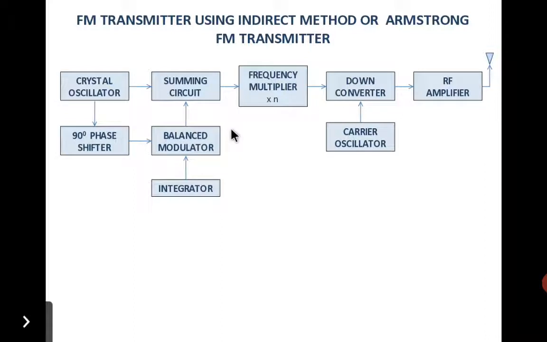Now in an indirect method, our first block is a crystal oscillator. The crystal oscillator gives a stable frequency at its output, and the output of the crystal oscillator won't get affected by variations in environmental conditions or temperature variations. So this crystal oscillator provides a strong stable carrier frequency at its output.